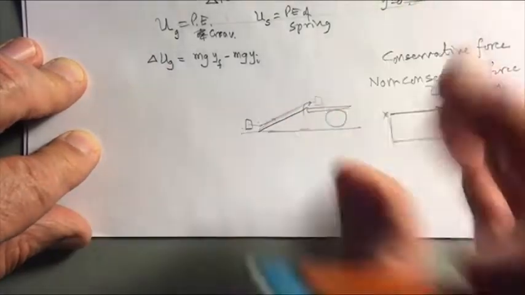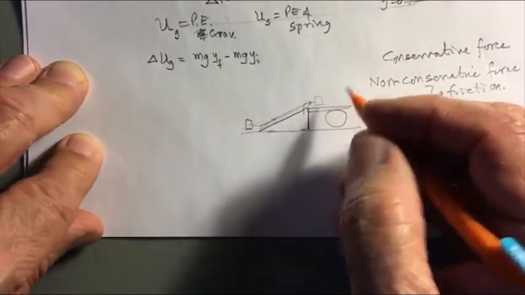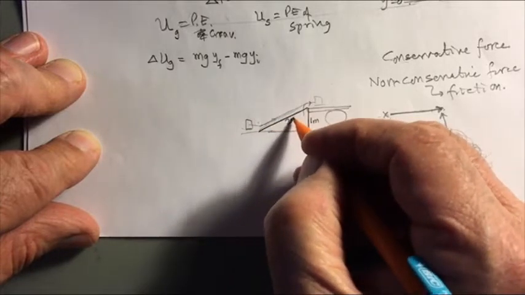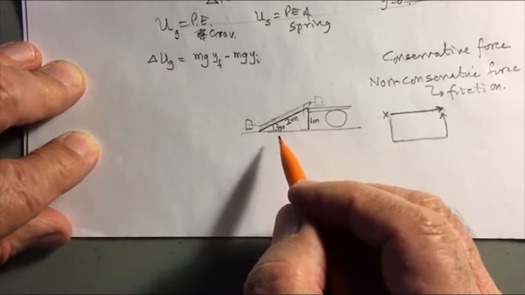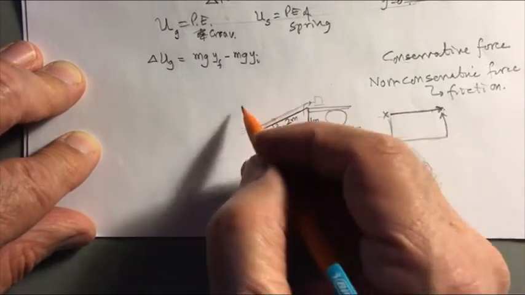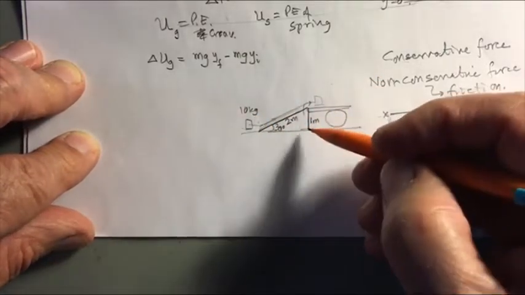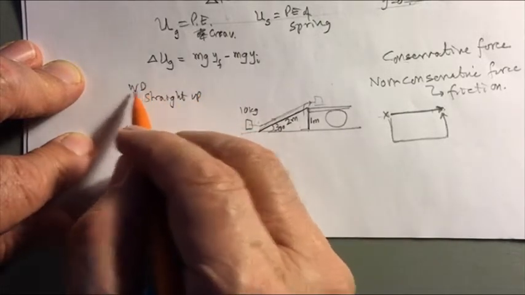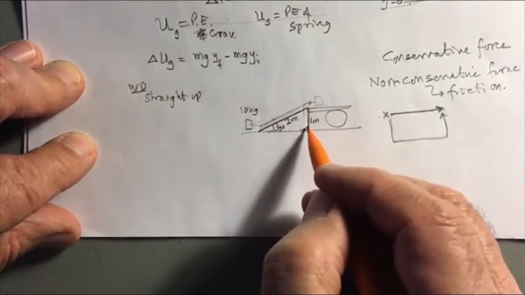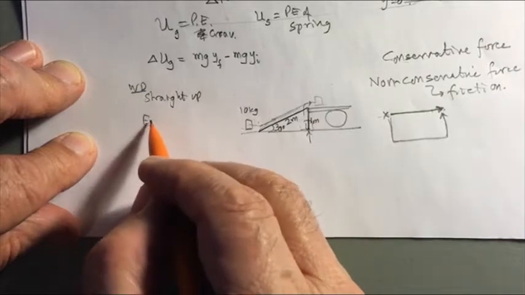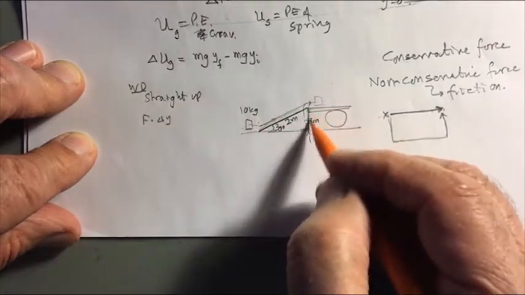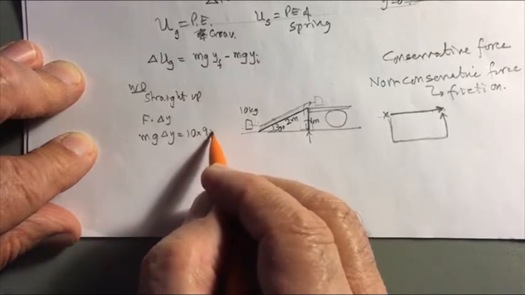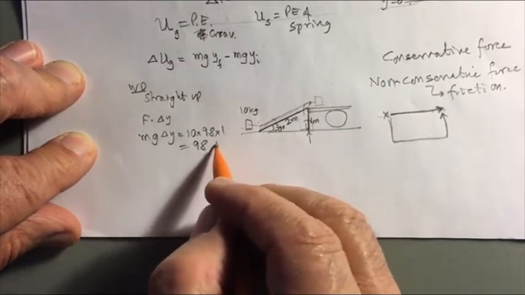Well, let's take some numbers. Say this is 1 meter, and this, along the incline, is 2 meters, this angle is 30 degrees, and the mass of this object is, let's say, 10 kilograms. So what is the work done in taking it straight up? The force that you would have to apply is going to be equal to its weight times the delta y, which is this height. So the force is mg times the delta y. With 10 times 9.8 times 1 meter, it's 98 joules.